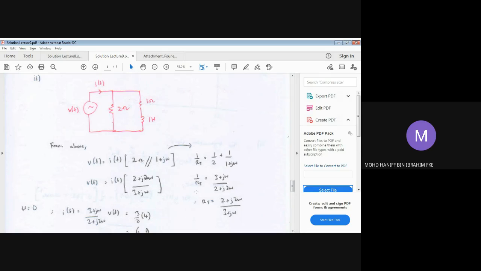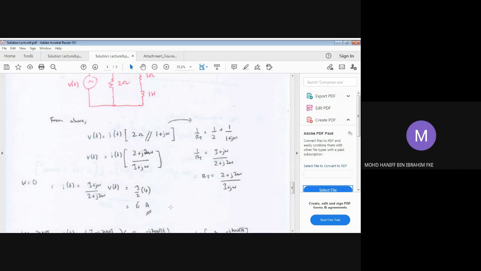Straight away, this total resistance for this component will be substituted here and applied to calculate the current IT, in which IT shall be equal to Vt multiplied with this 3 plus j omega divided by 2 plus j 2 omega. Hopefully you are clear about these issues. It's nothing much here, just based on your understanding of the circuit theory learned in previous semesters.